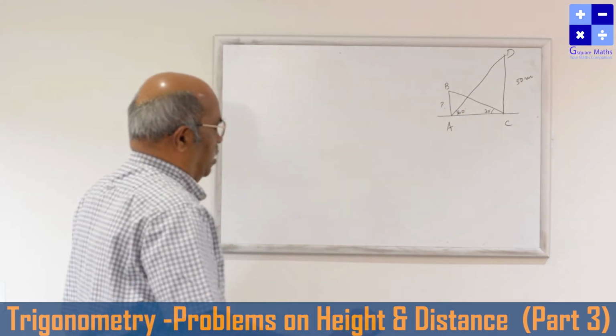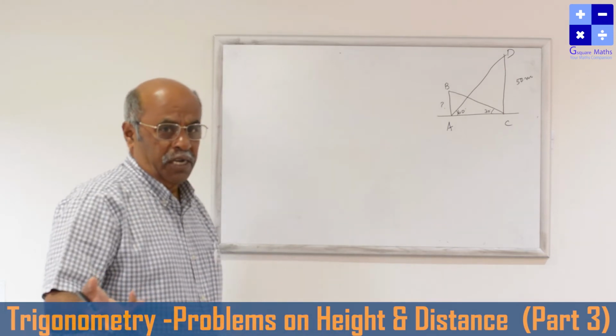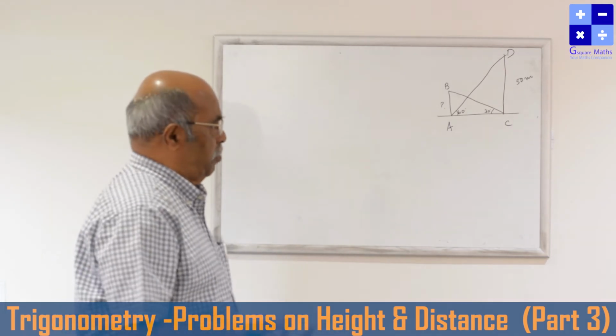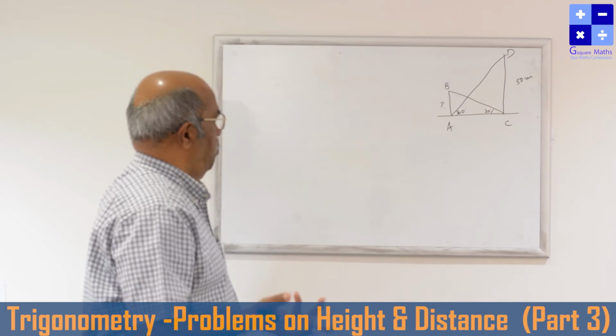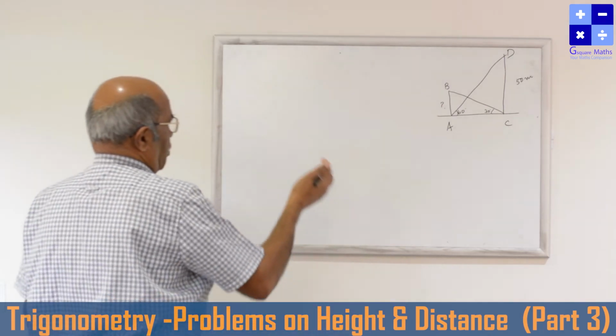So there are two right angle triangles. Write and use the trigonometry ratios and you will get the results.